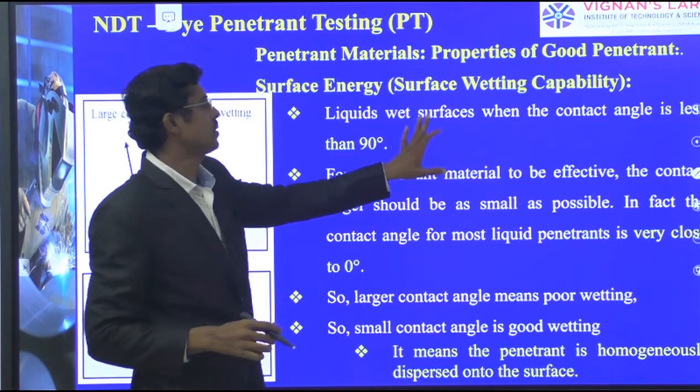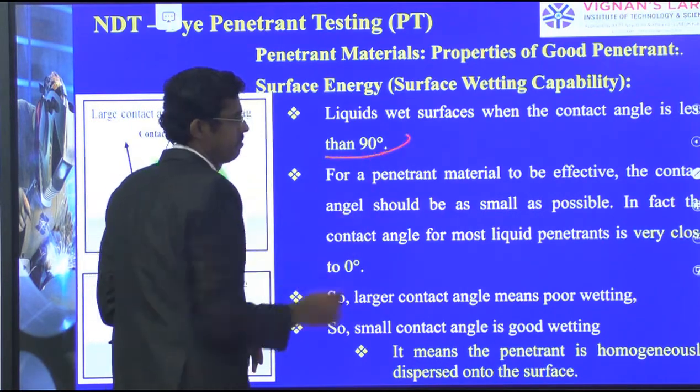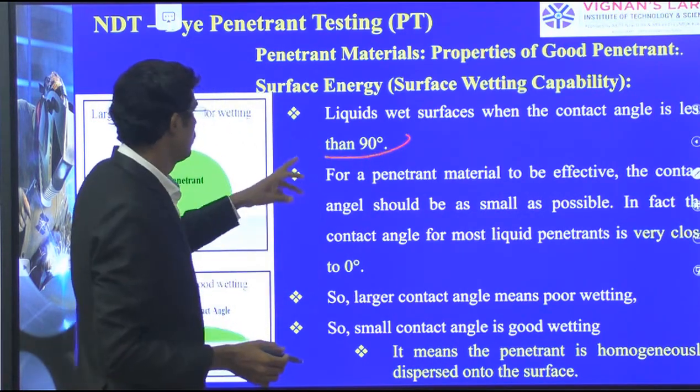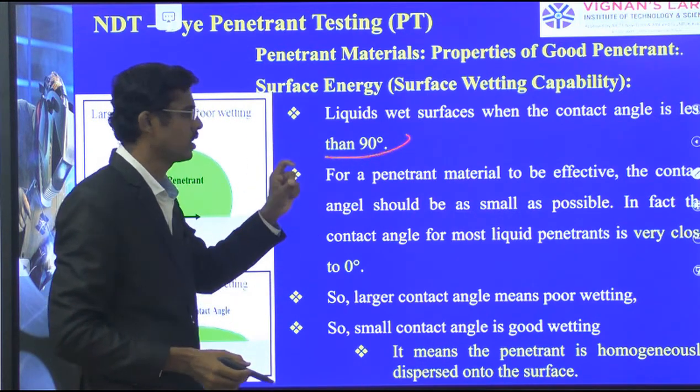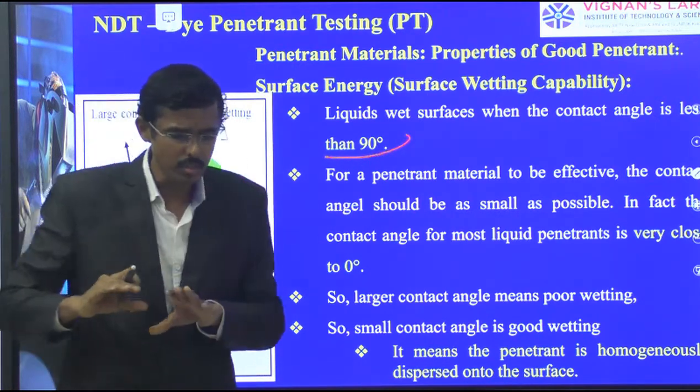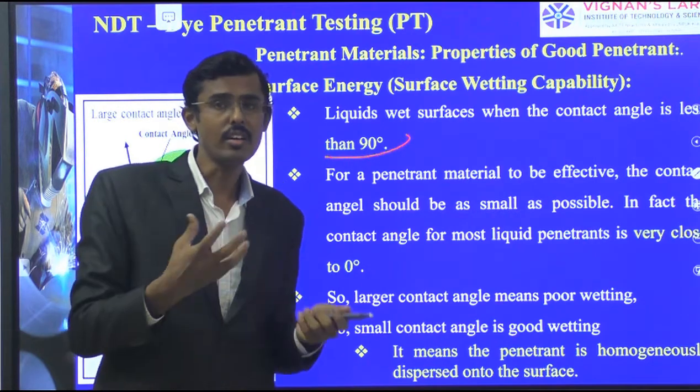A liquid wets a surface when the contact angle is less than 90 degrees. That's what I have drawn in the previous one. For a penetrant material to be effective, the contact angle should be smaller. If it is smaller, what happens? It can flow easily, and is not denser.